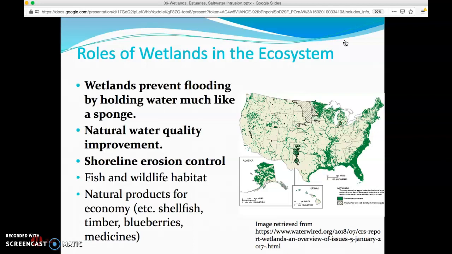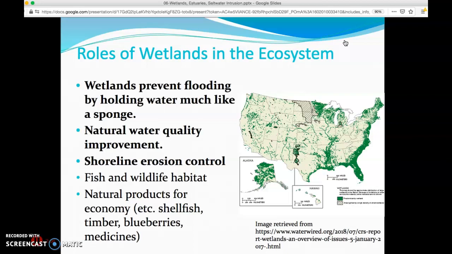They are actually, much like a sponge is a cleaner, natural water quality improvement. They're a filter. So as the water flows through the soil of a wetland, the toxins are being filtered out by the plants and by the soil so that it doesn't seep into the aquifer. They are natural shoreline erosion controls because they are so covered with plants. Those plant roots are actually holding the soil particles in a little bit so that they're not eroded by whatever body of water is right there, whether it be the ocean or the river. They're abundant in biodiversity, so they have lots of fish and other wildlife. And they produce some natural products for the economy like shellfish, timber, blueberries, and some medicines.